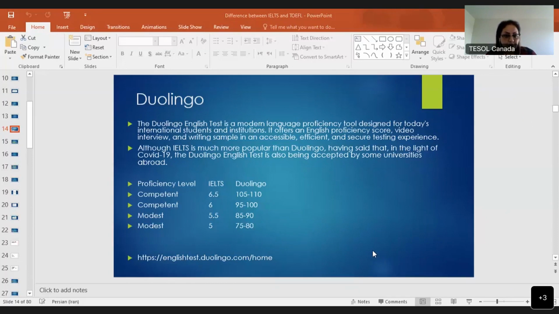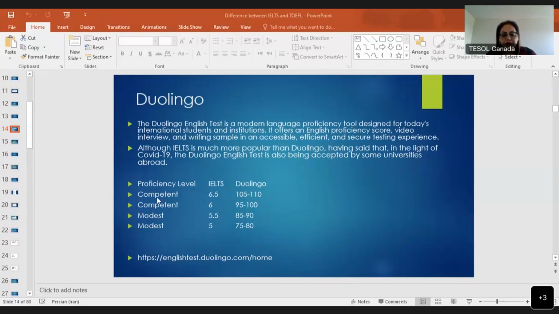And still it's going on. Still, students, when they want to enter university, have the chance to take Duolingo tests online. And it offers an English proficiency score, video interview, and writing sample in an accessible, efficient, and secure testing experience. So IELTS and TOEFL are much more popular than Duolingo. Having said that, in the light of COVID-19, the Duolingo English test is still being accepted by some universities.